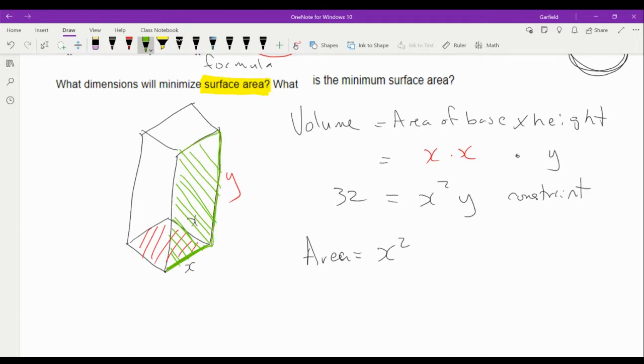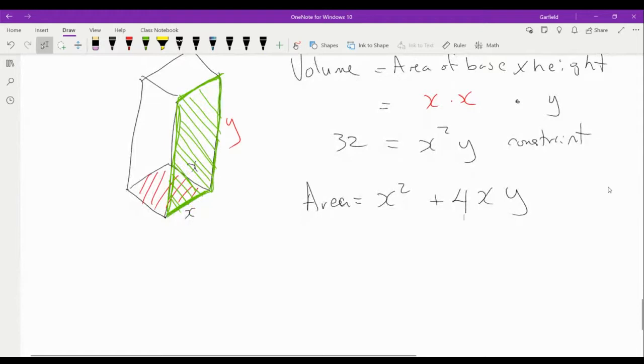So this is a rectangle right here that we're trying to find the area of. It's x times y. Now, how many of those sides do we have? Yeah, 4. We have 4 of those. So we have 4xy as the area of the sides, plus the bottom. So that's our area. So our area is actually equal to x squared plus 4xy.